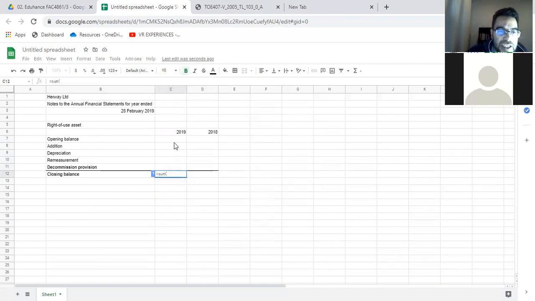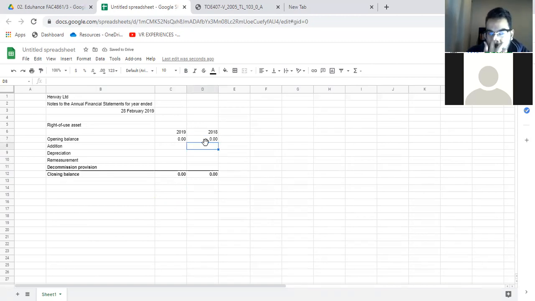Now, this lease with Herman only happened on 1 October. The commencement date was 1 October 2017. 1 October 2017 is after 1 March 2017. Therefore, the opening balance for 1 March 2017 for the 2018 financial year will be 0.